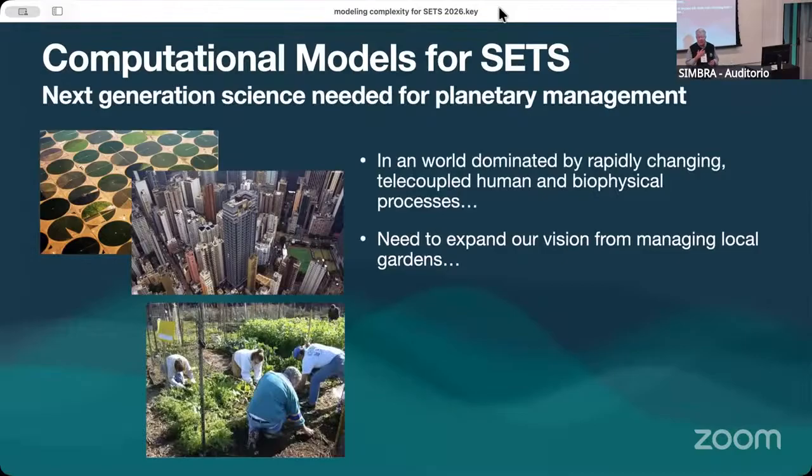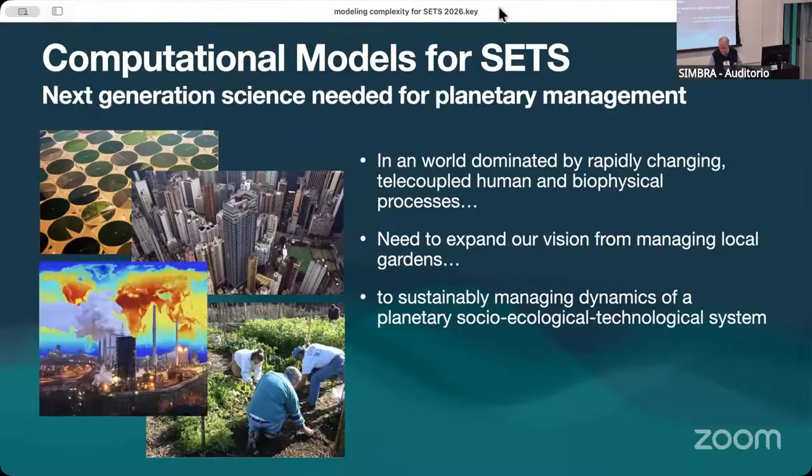So we have to deal with that. We're accustomed as humans in a recent past, only centuries ago, to being able to deal with our world, but we have to change our vision from managing those local gardens that we are socially adapted to doing, to trying to maintain and manage the dynamics of a planetary system. Whether we want to or not, we're stuck with that. Well, that's the challenge that we have to face.